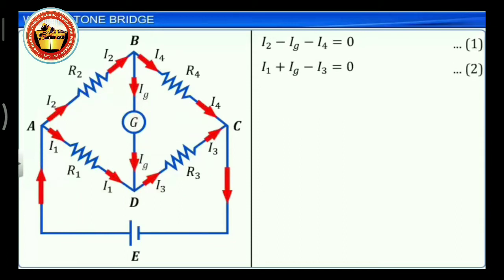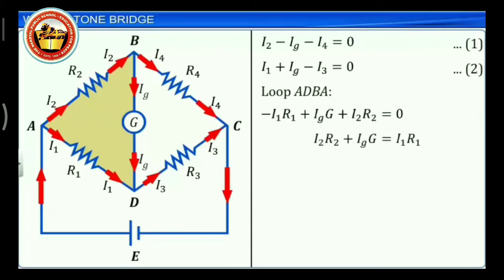So applying the Kirchhoff loop rule to loops ADBA and DBCD. Loop ADBA: we get minus I1 R1 plus Ig G plus I2 R2 is equal to 0 according to the loop rule. I2 R2 plus Ig G is equal to I1 R1, so I1 R1 is equal to I2 R2 plus Ig G. Equation 3.